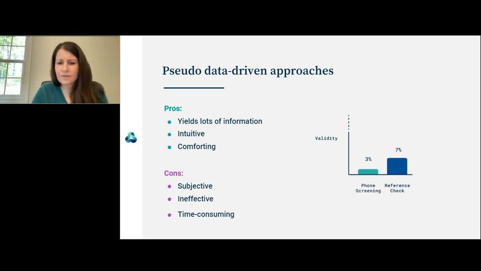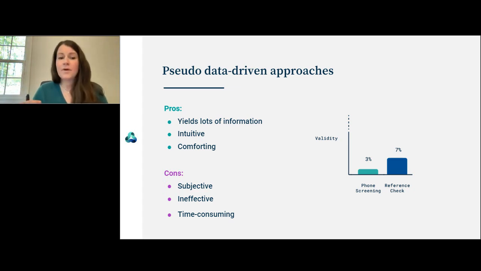So things like phone screening and reference checking, this is data that we're collecting on the candidate as they go through our process. Now, they can give us a lot of information. Do you like the person that you worked with before? Were they a good fit for the job? Do you meet the minimum requirements? Are you willing to travel? Why did you apply to this job to begin with? This is a lot of information you can learn about the candidate, and it's intuitive and it's comforting. You can hang up the phone at the end of your phone screen or your reference check and say, I think that's someone that I want to move to the next step.